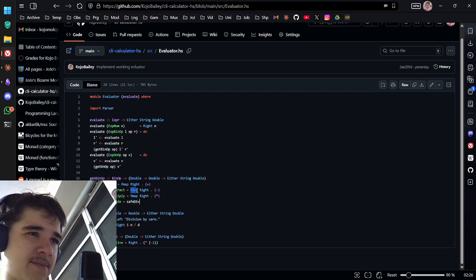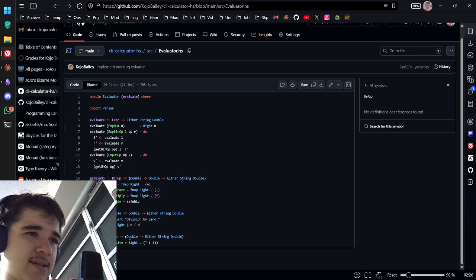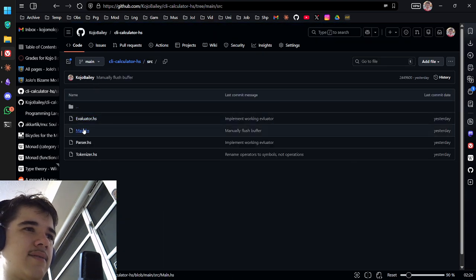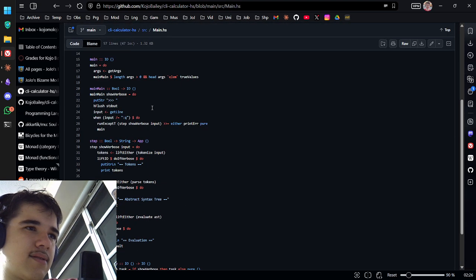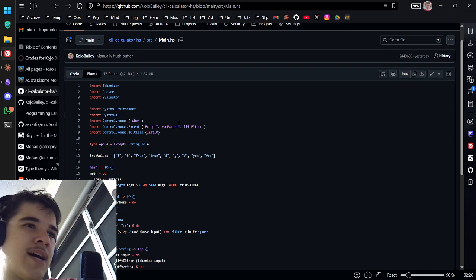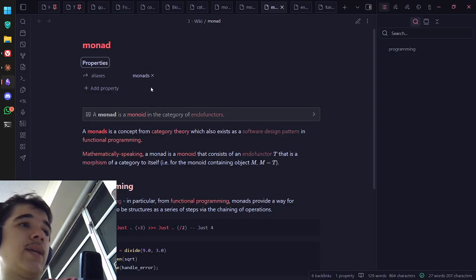Well, I use fmap here, but also to kind of propagate these errors. If I look at the main, do notation uses it, right? So that's already implicit monadic chaining. Anyway, monads, very cool.